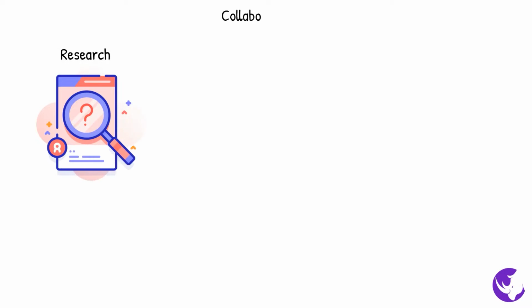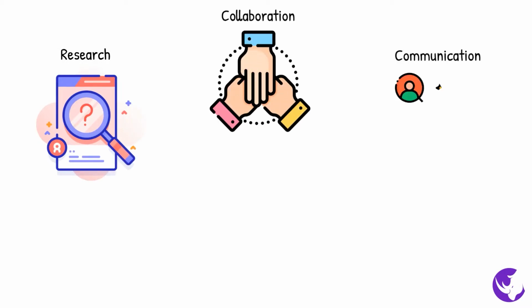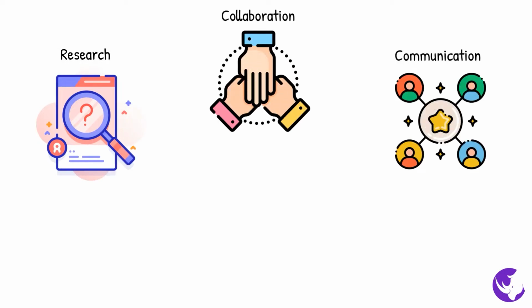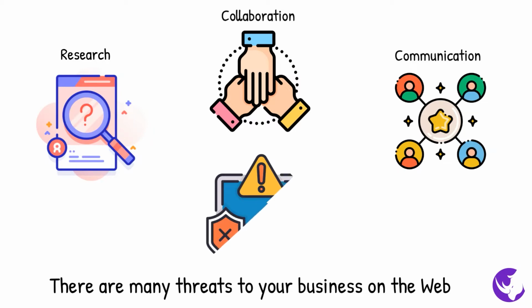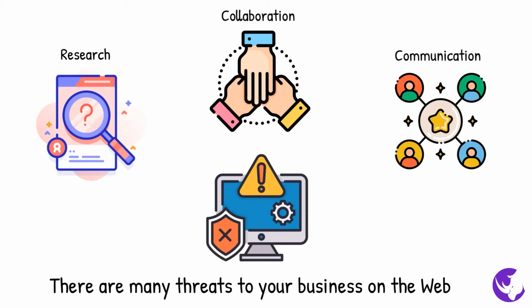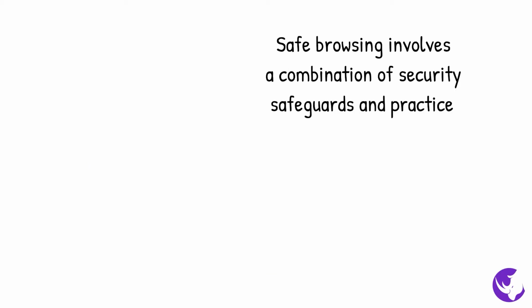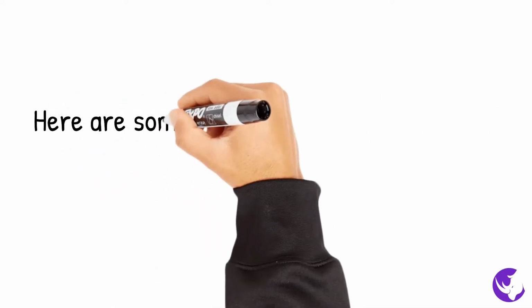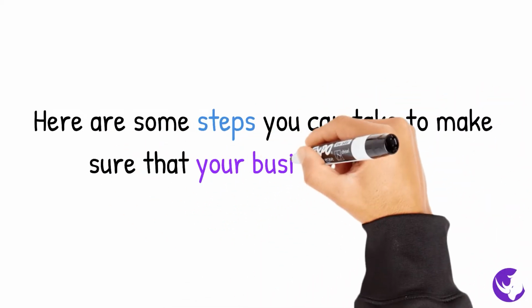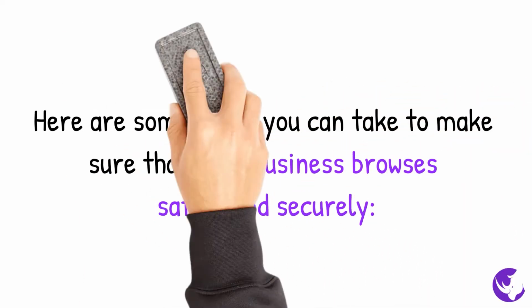Research, collaboration, communication with clients, purchasing, and many other business activities rely on the internet. However, there are many threats to your business on the web, starting with those encountered while doing a simple everyday task, such as browsing. Safe browsing involves a combination of security safeguards and practices. Here are some steps you can take to make sure that your business browses safely and securely.